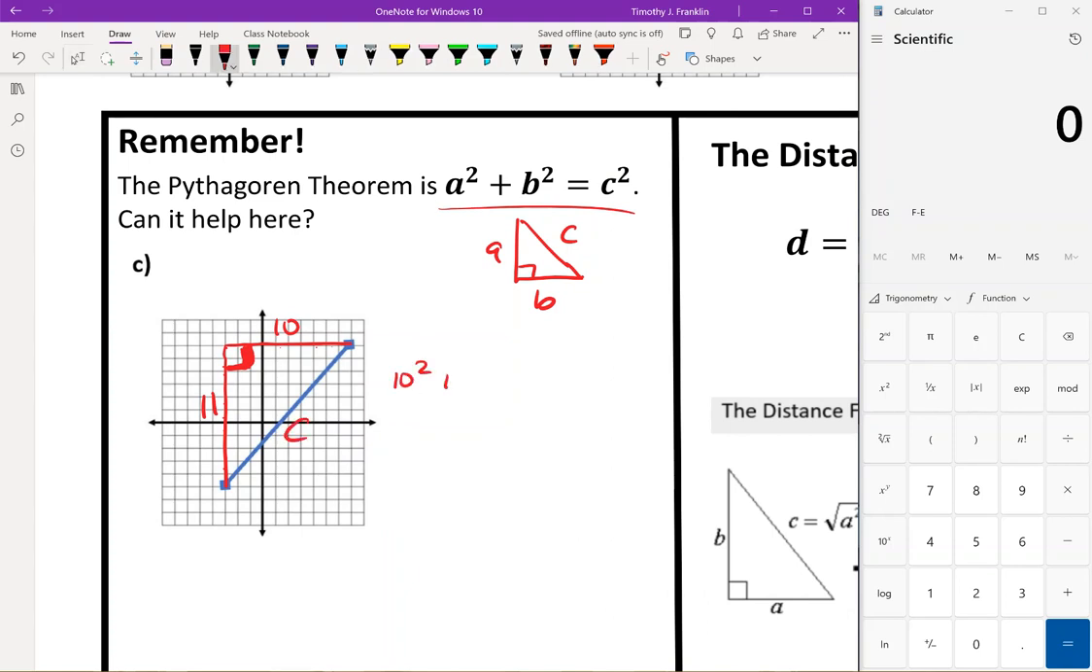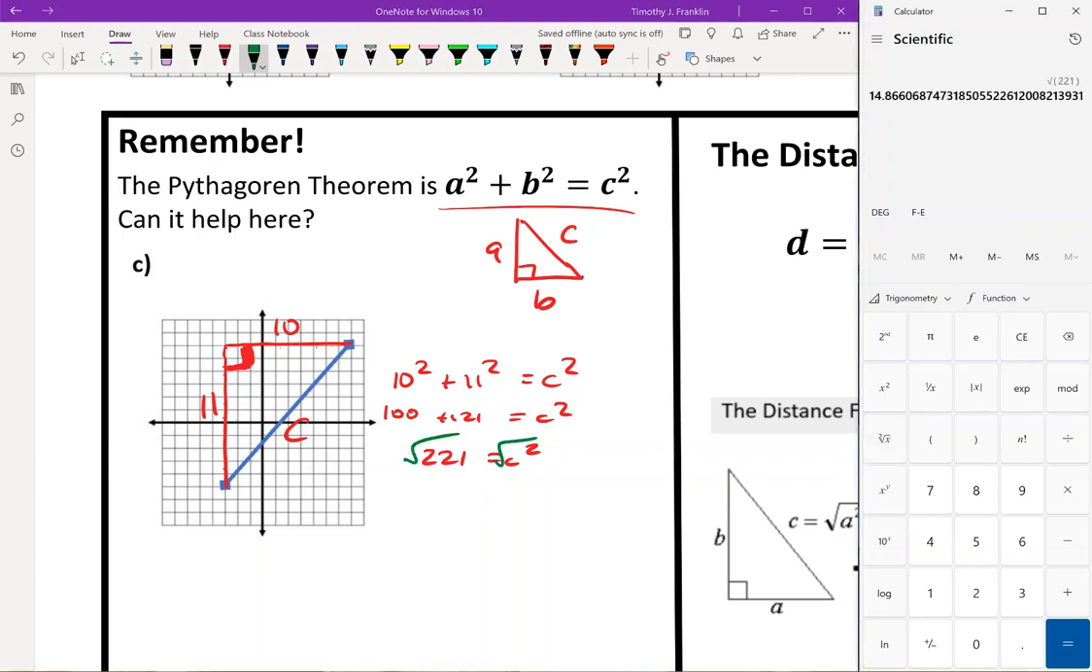And what we can do now is use the Pythagorean theorem to find the length of this missing side here. So 10 squared plus 11 squared equals c squared. So 100 plus 121 equals c squared, and that's 221. So now we can just take the square root of 221, which is 14.86, and so on. So our missing side length here is 14.87 units.